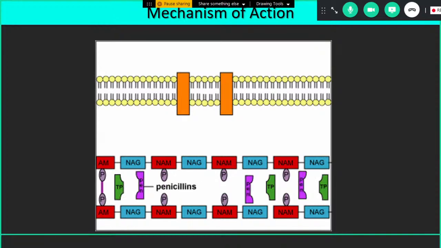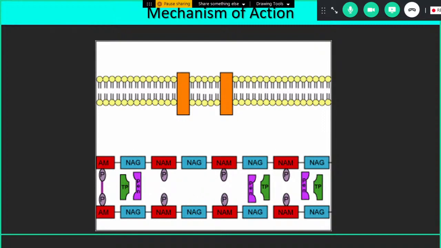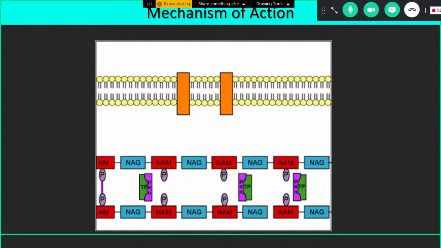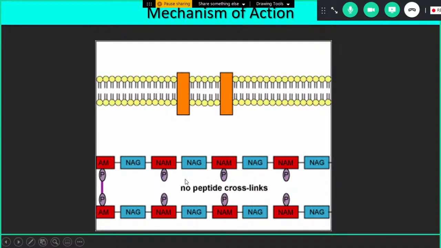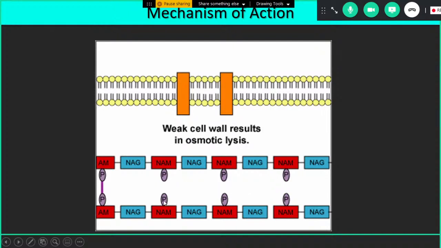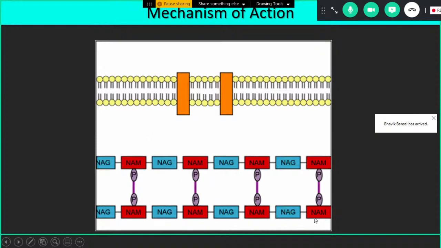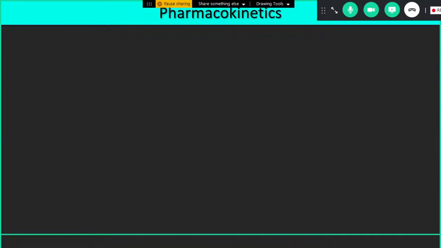These transpeptidases are important because our penicillins or cephalosporins go and bind to these transpeptidases, and these transpeptidases are required to make this peptide bond. When the peptide bond is not produced, then the cell outer layer is degraded, and the cell is more likely to be dead because of the autolysis.